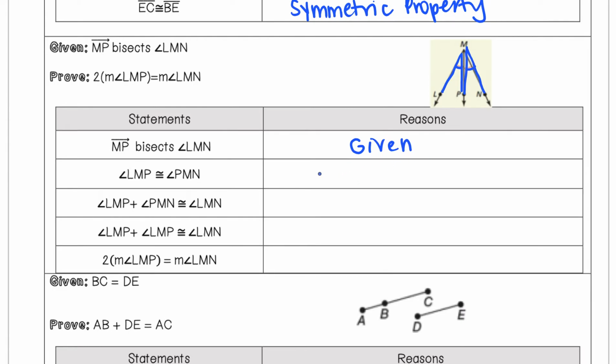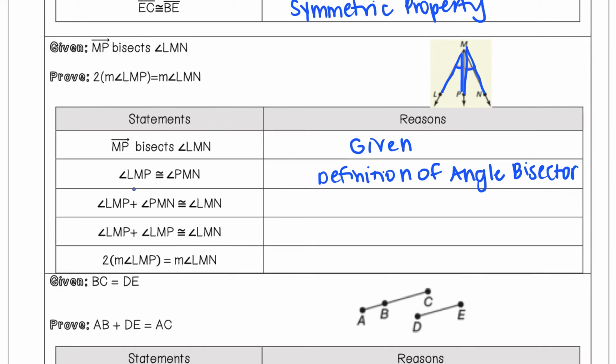So we can make that claim because of the definition of an angle bisector. Because we were told that it was bisecting, then we know that we can rely on the definition of what an angle bisector is to make that claim that those angles are congruent.